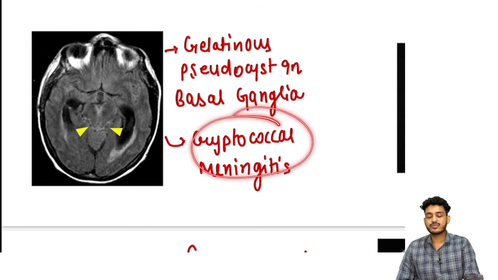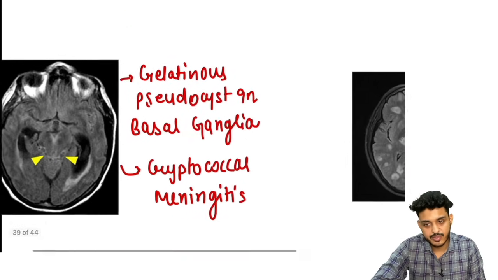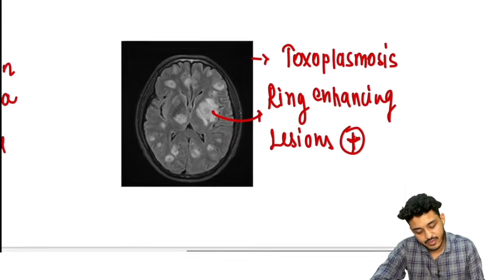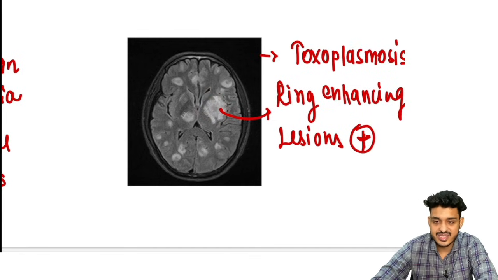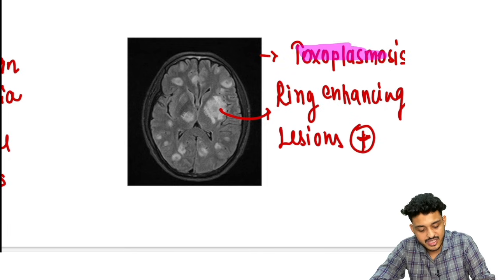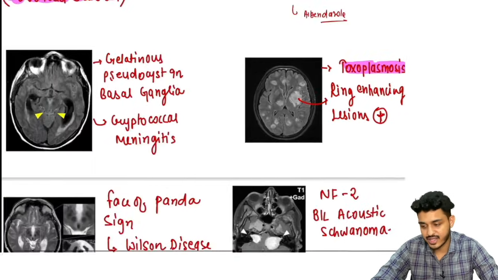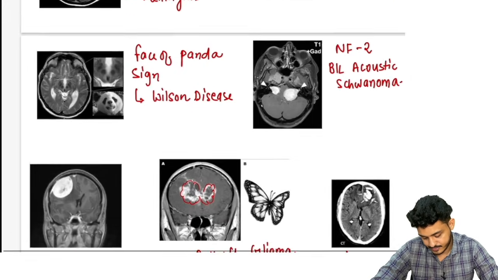This is suggestive of cryptococcal meningitis, which is the most common cause of meningitis in HIV positive patients. Then we have got what? Toxoplasmosis. This is going to be due to toxoplasmosis. Ring enhancing lesions are seen in toxoplasmosis. Toxoplasmosis you will be finding with cats. Cats are going to be the definitive host that we are having.